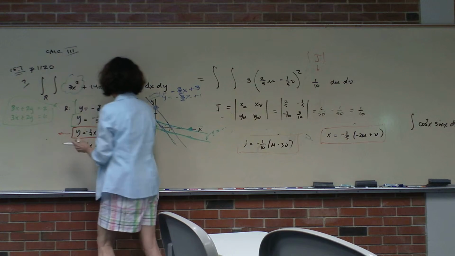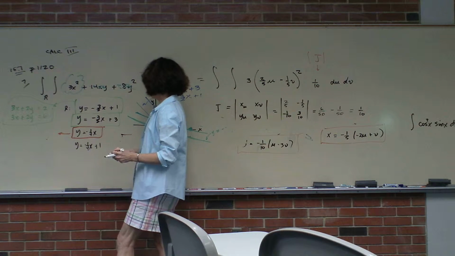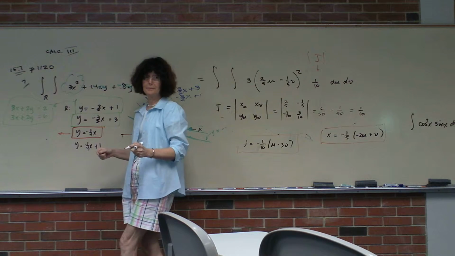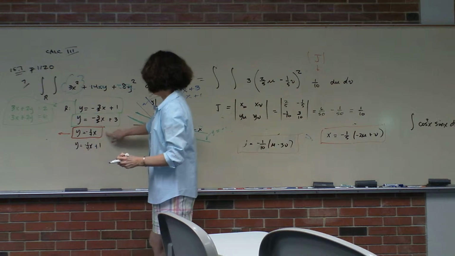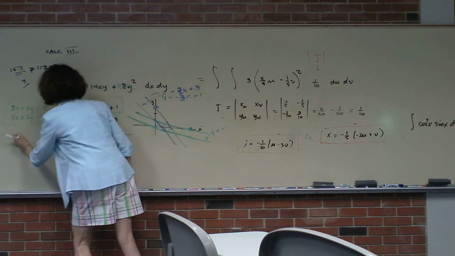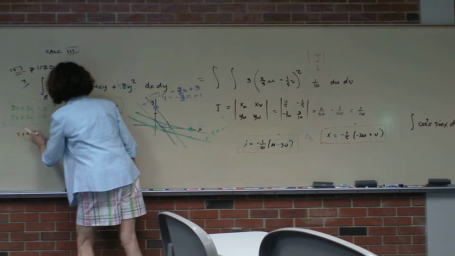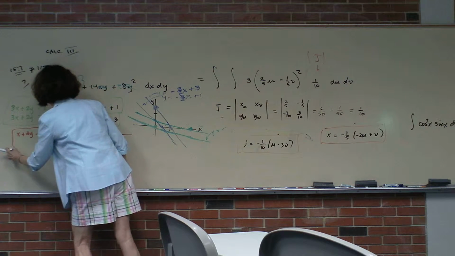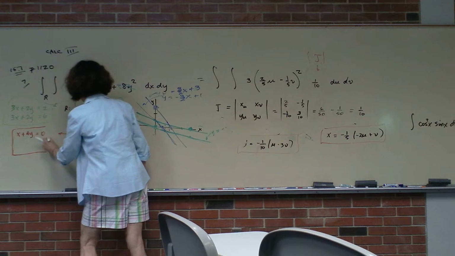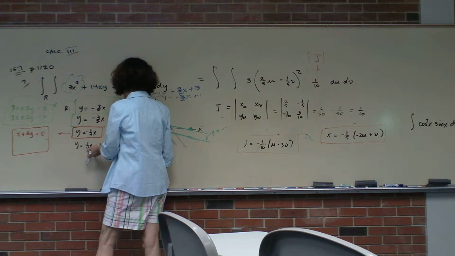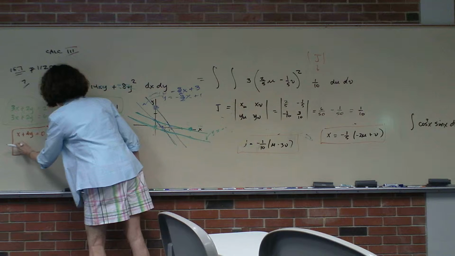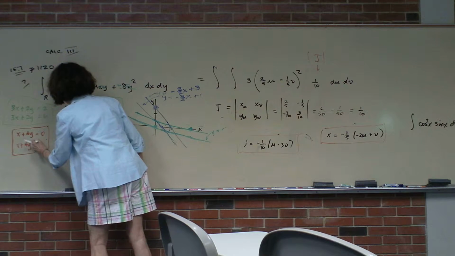Okay, so what's this one? X plus 4y equals 0? Eric, you like that? Sure. X plus 4y equals 0. Yes. And this guy, x plus 4y equals 4. Michael, Dodd, you like that?